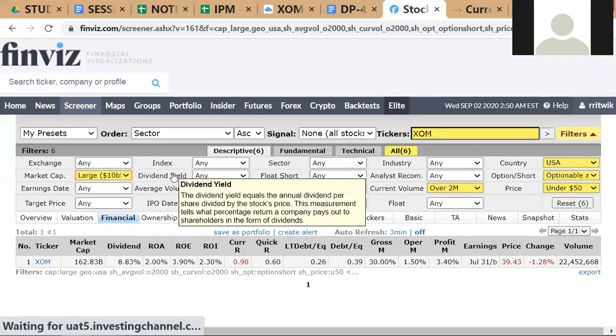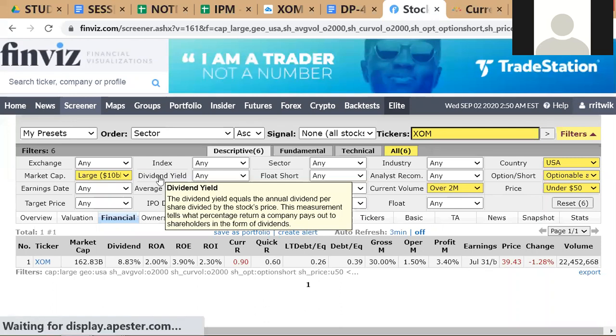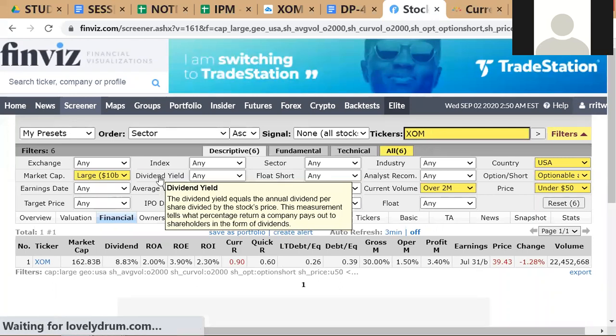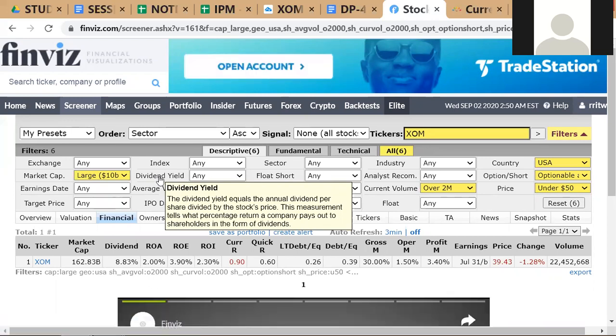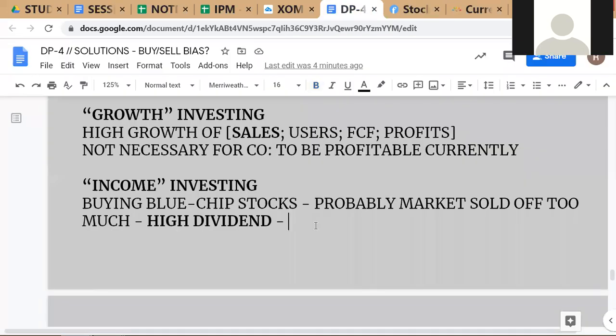Yeah, see, dividend yield. Dividend yield is dividend per share, you can see the definition here itself: annual dividend per share divided by the stock price. So when you hear dividend yield in this context of income stocks, income investing, there are two terms you need to learn: high dividend yield or earnings yield. These are the two terms we use. Normally we focus on dividend yield.